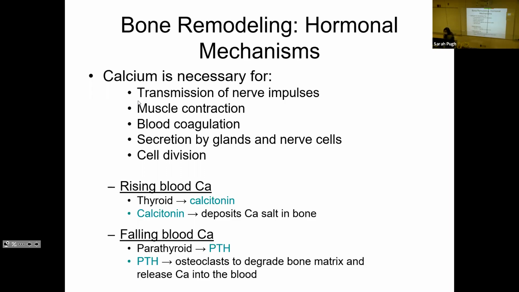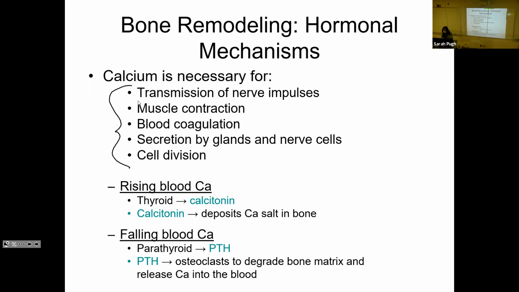Again, we need calcium for everything. Anything from muscles contracting to nerves firing to cells dividing to glands secreting. We need it for every physiological function. Blood clotting, all of that. So what happens in your body when you have extra calcium in your blood? Your body goes, woohoo, I got more than I need. Let's store it for later.